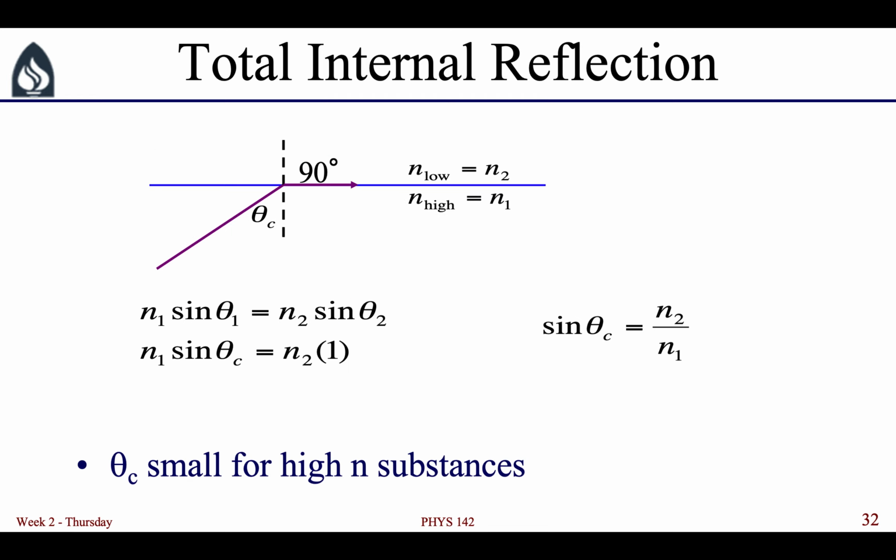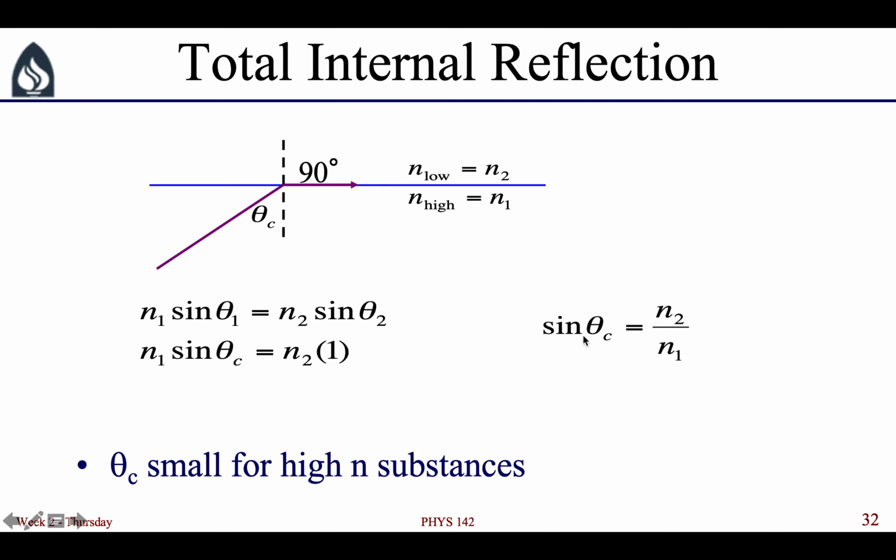So we can analyze this situation using Snell's law. If you have the light going from the high index of refraction material to the low index of refraction material, so say like water to air, then n1 will be that higher index of refraction material, and theta 1, the incident angle, is going to be this critical angle. And so if that's the critical angle, then n2 will be the index of refraction of the low index of refraction material, and sine of theta 2, well, theta 2 is going to be 90 degrees, and the sine of 90 is just equal to 1. So we can rearrange this equation to find out what that critical angle is.